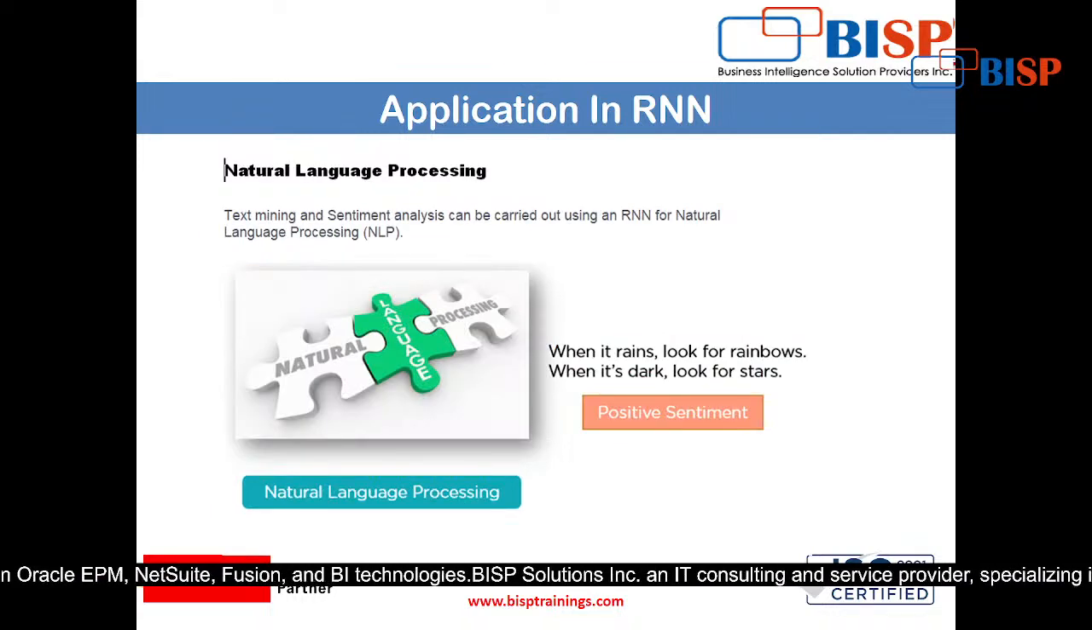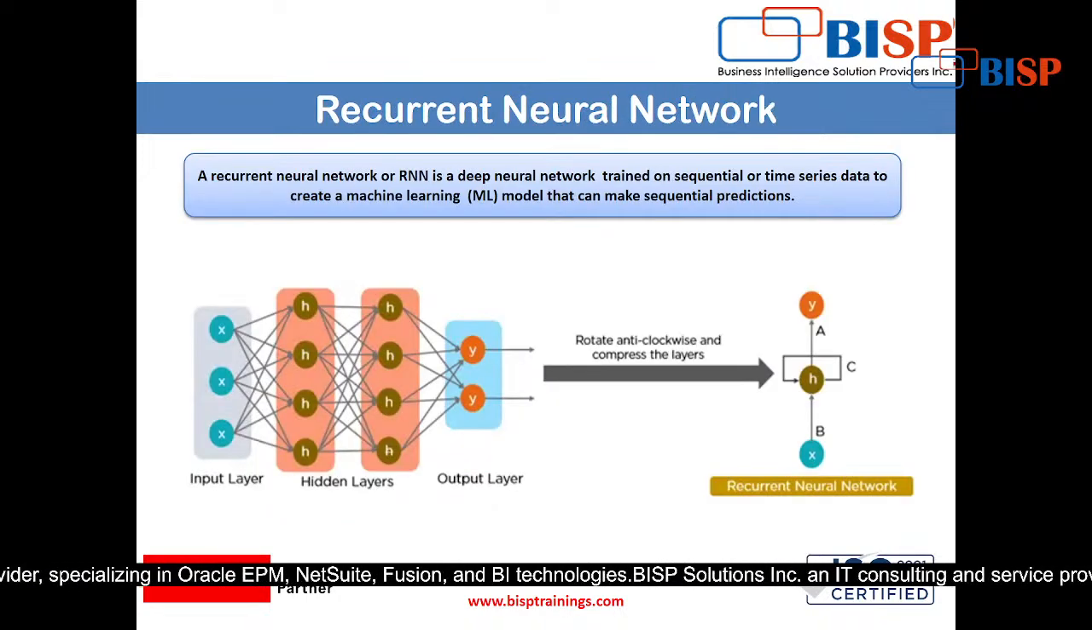Now natural language processing, right? Natural language processing means text mining and sentiment analysis can be carried out using an RNN. So this is used for NLP. Whatever you type, it works on your language, converts it into English, and then works on it. So that is called NLP with a recurrent neural network.